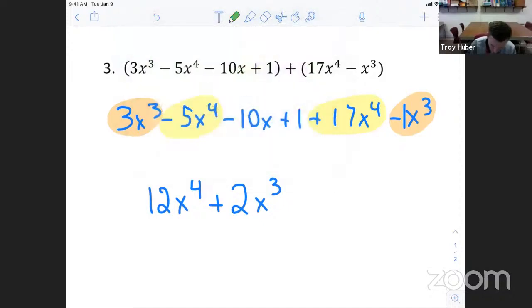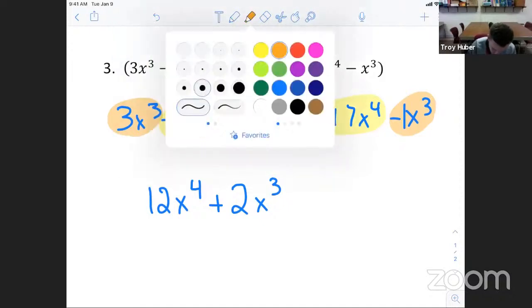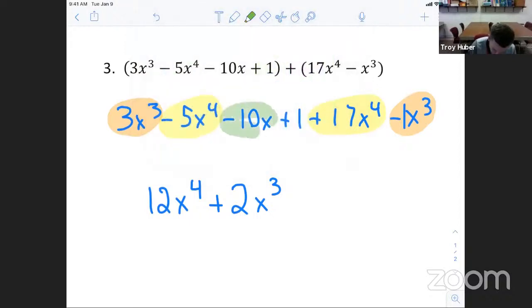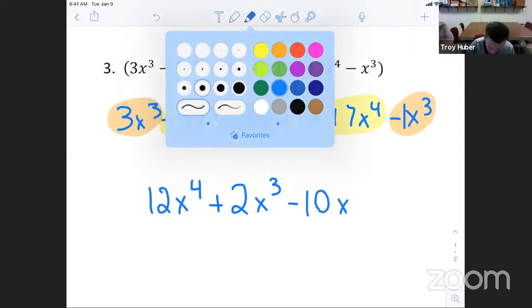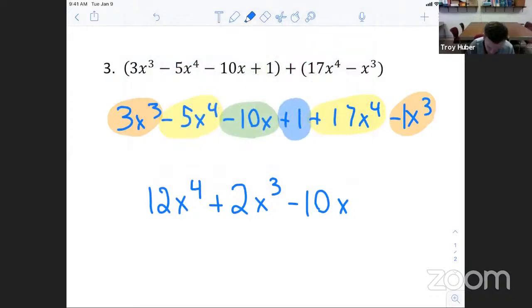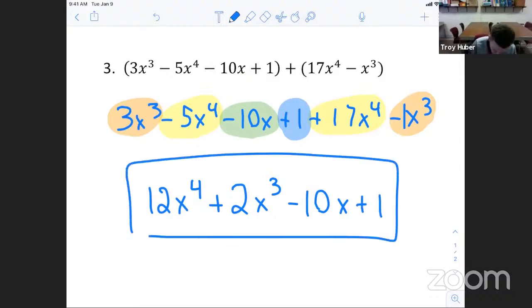Next, let's look for any x's. I have just this negative 10x. And finally, any constants. We have just this positive 1. All right, so that would be my simplified polynomial for that one.